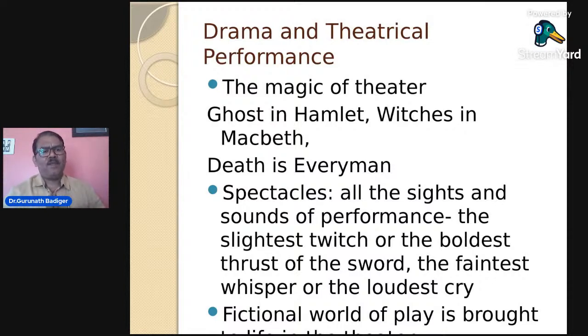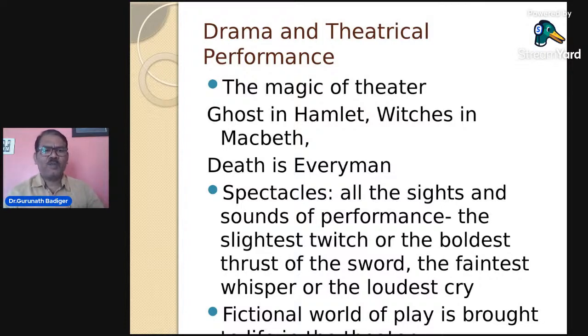So drama is to be enacted, and we can also teach drama as a part of teaching spoken English, because whenever we are talking about speaking skills, we prescribe a play, either a comedy or one act play. The intention of prescribing this play is to teach the students speaking skills.